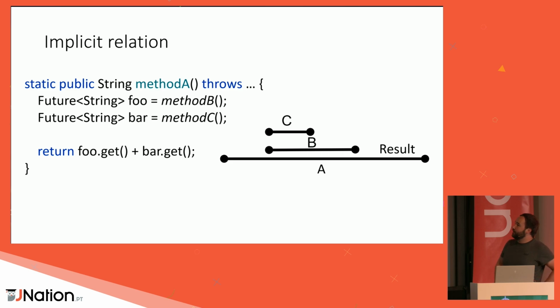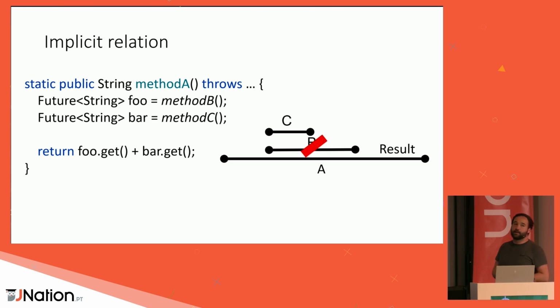So let's take the same example, but now add threads to this. Then I have, again, the lifetime of A, but B and C run in parallel. So I have C and B running at the same time. And when both of them are ready, I have a result that I can return to the caller.